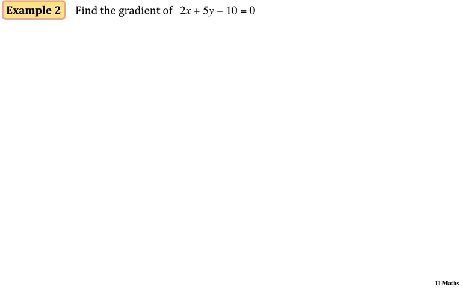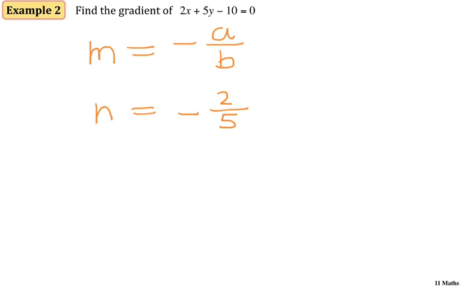Let's try the second one. This one is given to us in general form. 2x plus 5y minus 10 equals 0. And it says to find the gradient. Well, we could just learn the formula m equals minus a over b, where a is the number in front of x, so it's minus 2 over b, the number in front of y, minus 2 over 5, and there's our gradient. Gradient is equal to minus 2/5.